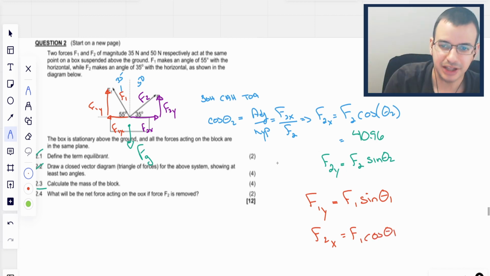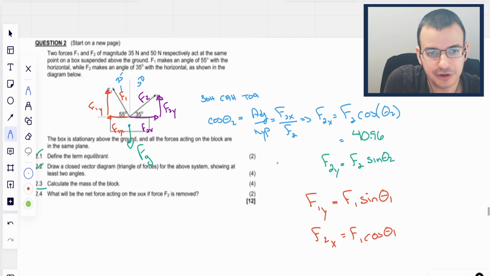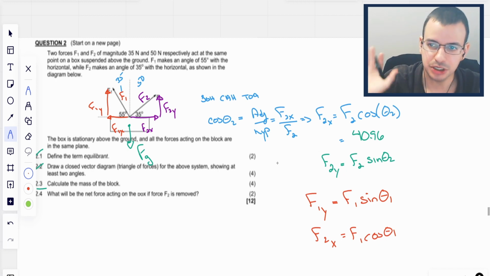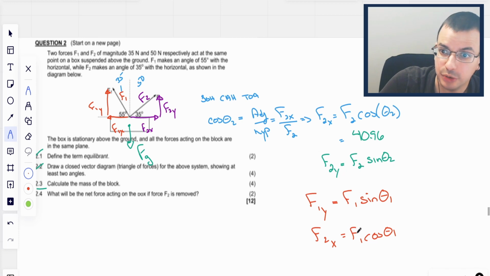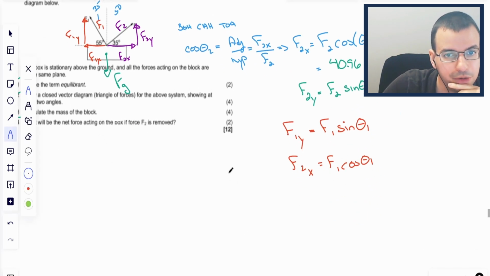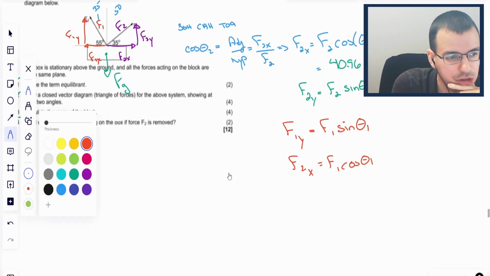I went through that second part kind of quick. It's good if you can to go through the whole SOHCAHTOA thing just to make sure you get the angles correct. All right, so now that we've decomposed vectors, we're going to look at Newton's second law.